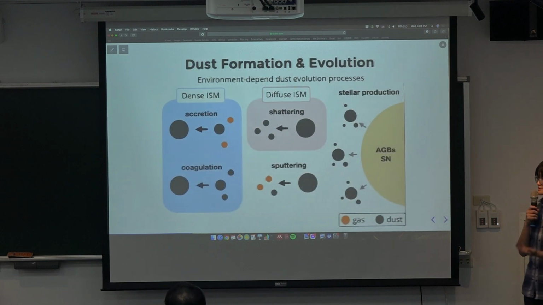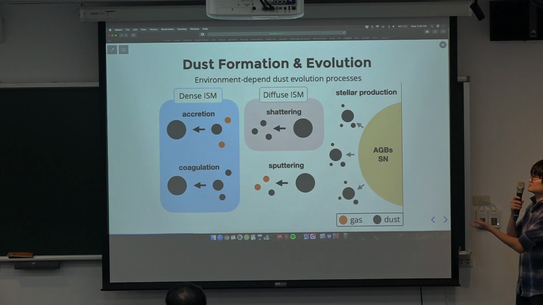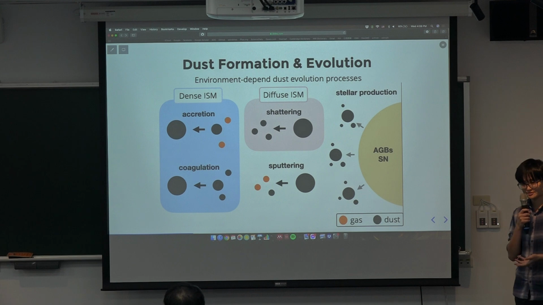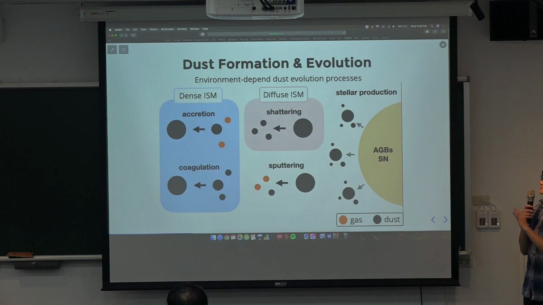So I will briefly mention some environment dependence. Accretion and coagulation often occur in a dense medium, and shattering prefers to occur in the diffuse ISM. For the other two, there is no very significant dependence on the environment density. One thing to note is that accretion and coagulation are processes that bring small grains into larger grains, and shattering and sputtering break large grains into smaller grains.